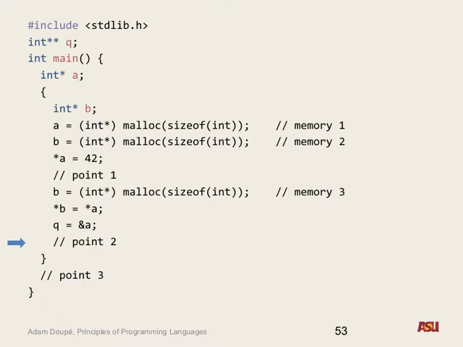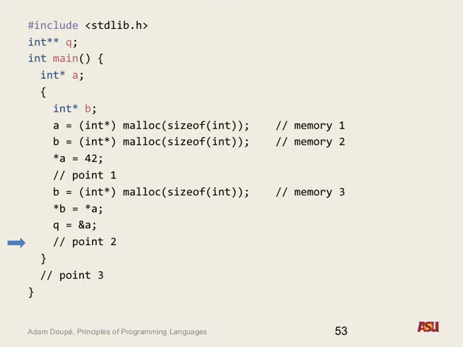So, using the variables at this point, what variables do we have? A, B, and Q, right? We have Q, A, and B. So using Q, A, and B, and dereferences, can you ever reach memory 2? No, even before, right here. Right, so what's inside B? 3, right? The value 3, which is the address 3.